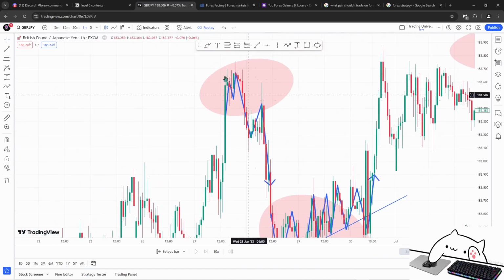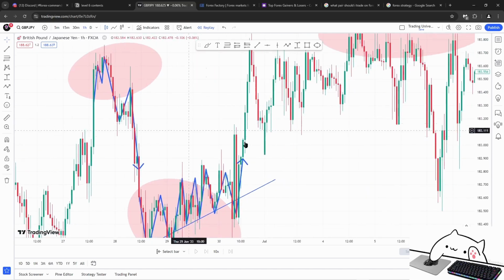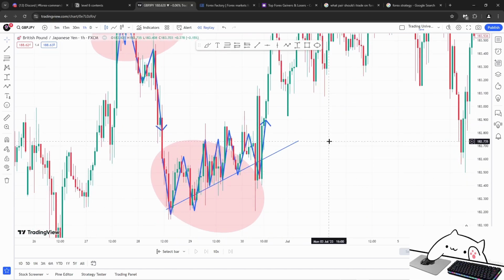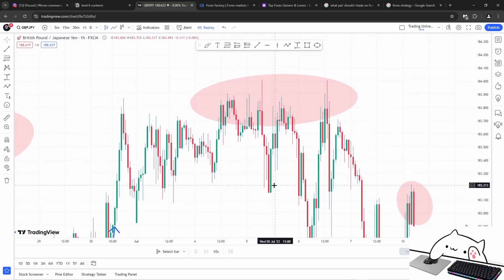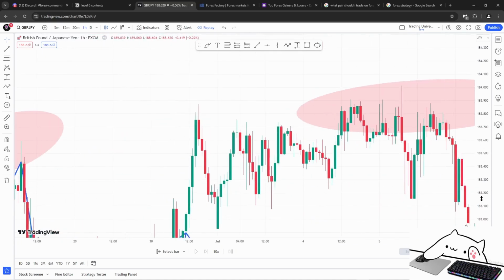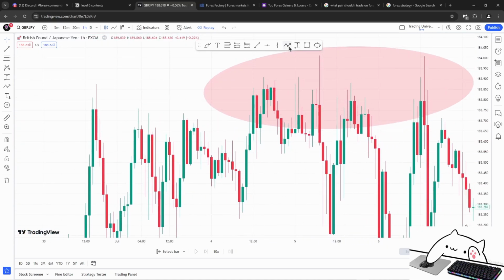Okay, let's move on to the next one. So first of all, we saw the inverse head and shoulders, a very, very deformed one. Maybe you can see a zigzag. Down here we saw an uptrend. What else do we see? Okay, let's zoom in on one of these little pivots. I see another head and shoulders.